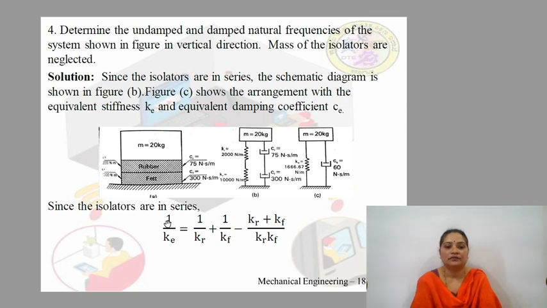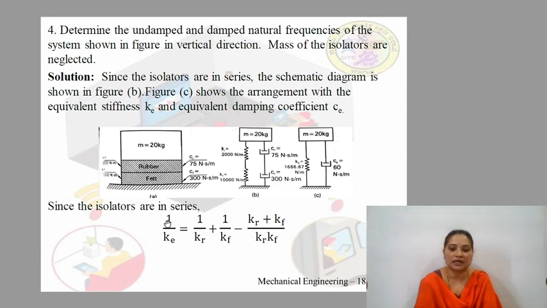Next we have another problem, that is, determine the undamped and damped natural frequencies of the system shown in the figure in the vertical direction. The mass of the isolators is neglected. In the figure given, we have figure A, wherein there are two isolators, that is the rubber and felt, upon which the mass of 20 kg is placed. The figure is simplified and written in the form shown in figure B.